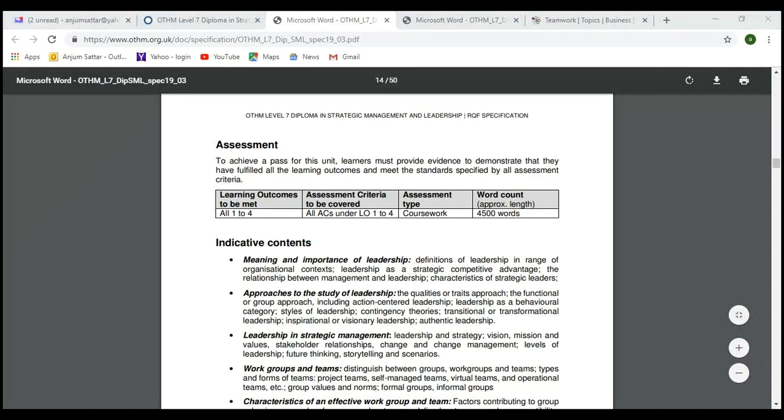Last lesson we discussed leadership styles: transformational leaders, transactional leadership style, autocratic, democratic, and free rein leadership. Any style you can adopt according to the environment and the situation. That's all we discussed during our last lesson.